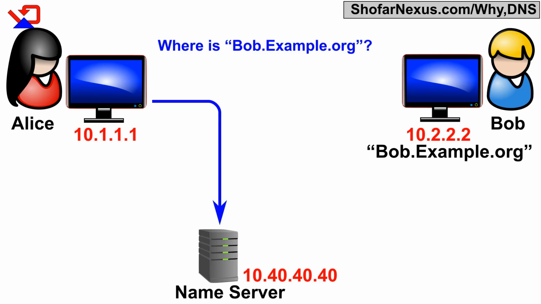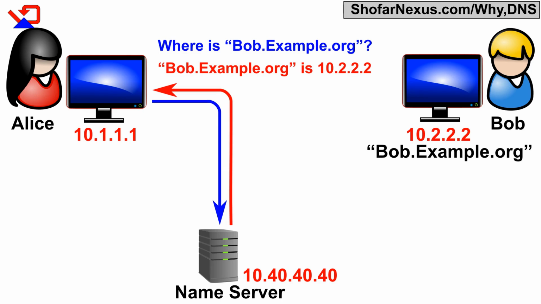Alice's computer sends a DNS query message to the DNS server asking for bob.example.org. The DNS server will then do the same process as if Alice's computer did all the work, and when complete, send only one response with the final answer to Alice's computer. The DNS server may have faster connections to the other DNS servers, so the process will be faster.